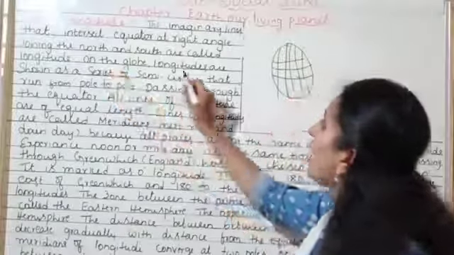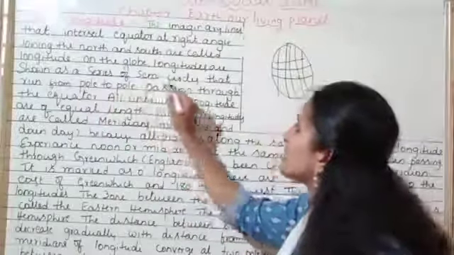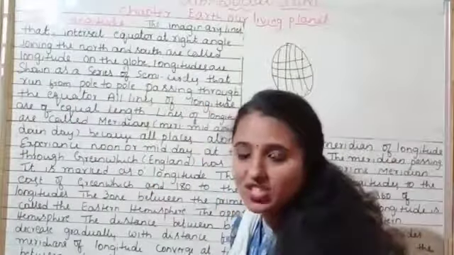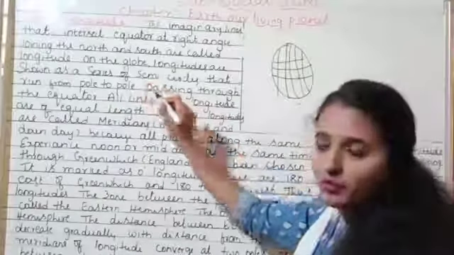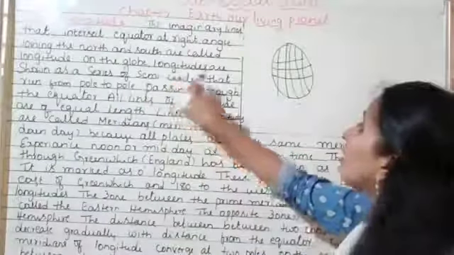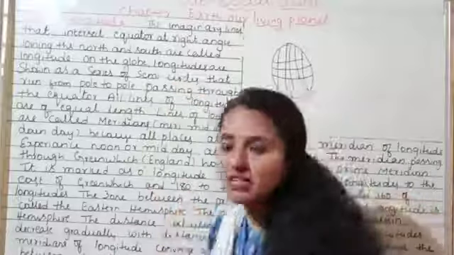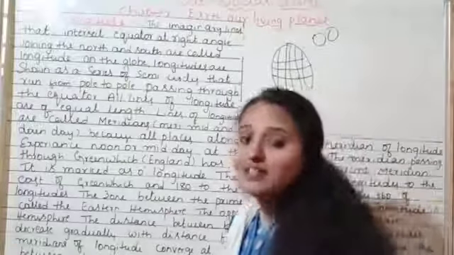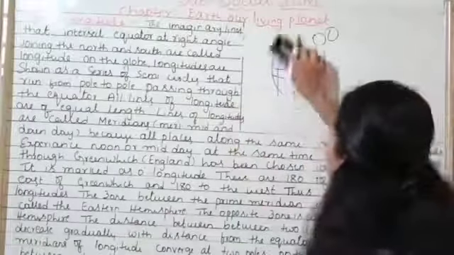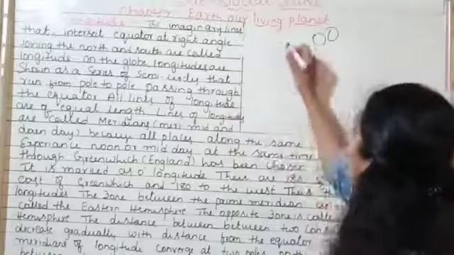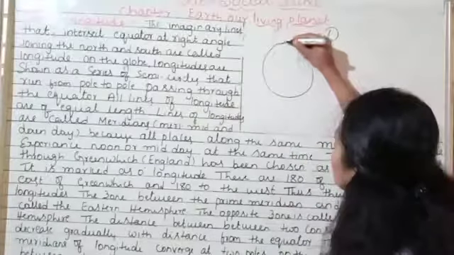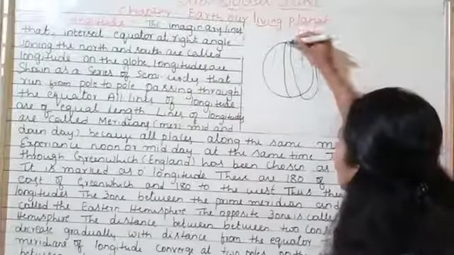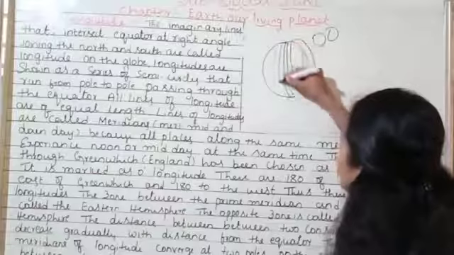On the globe, longitudes are shown as a series of semicircles that run from pole to pole passing through the equator. So if you watch the globe, the longitudes are shown as a series of semicircles. A circle is complete, but here it is shown as a semicircle. How is it shown as a semicircle? You can observe the picture here. It is not a complete line. This is only a semicircle.